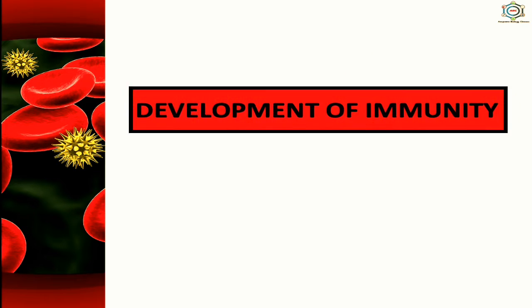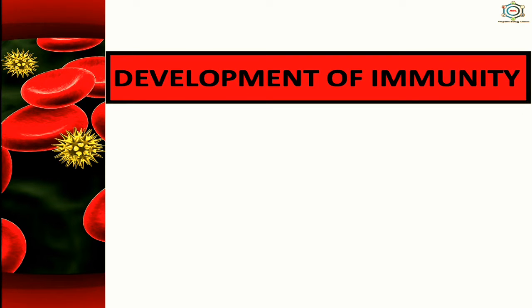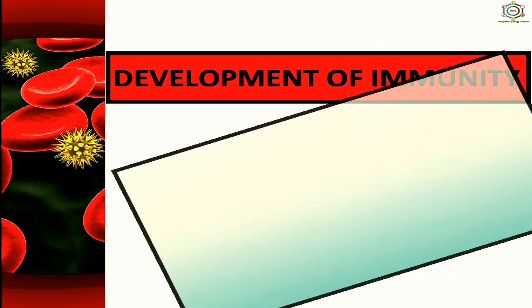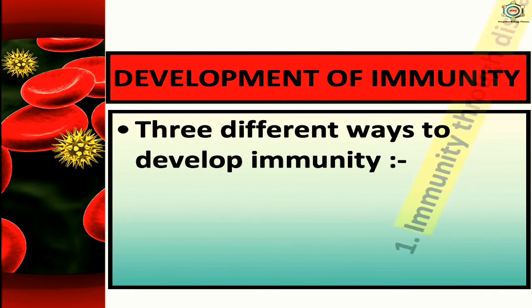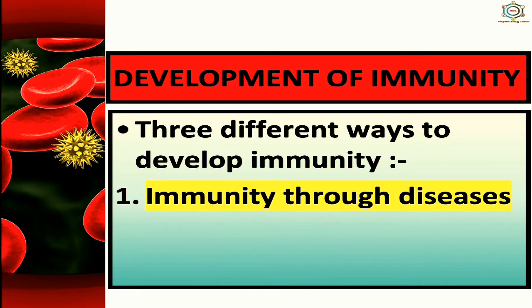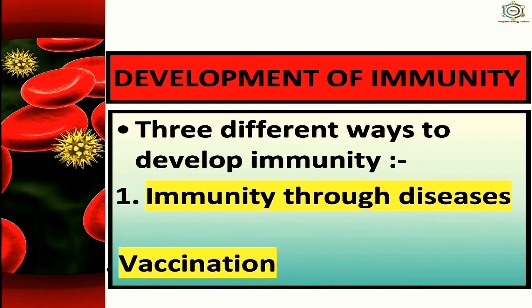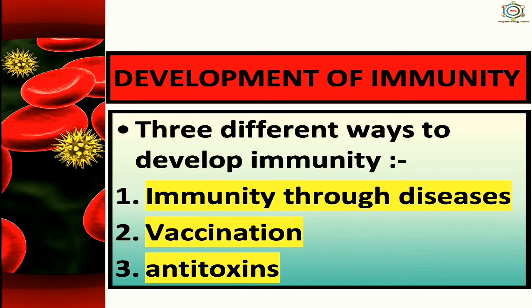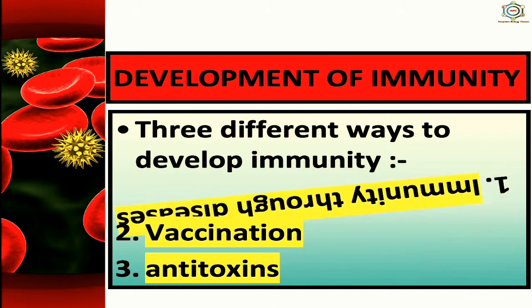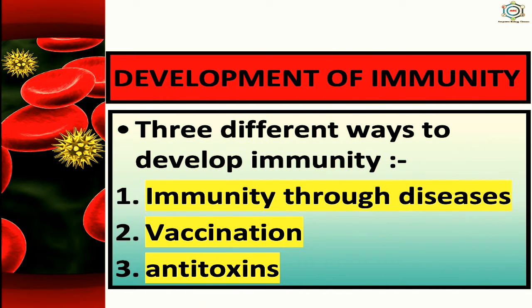Now, the question is, how can we develop our immunity? So in the development of immunity, there are three different ways: the first is immunity through disease, the second is vaccination, and the third is antitoxins. So these three are the development of immunity. The first one is immunity through disease.